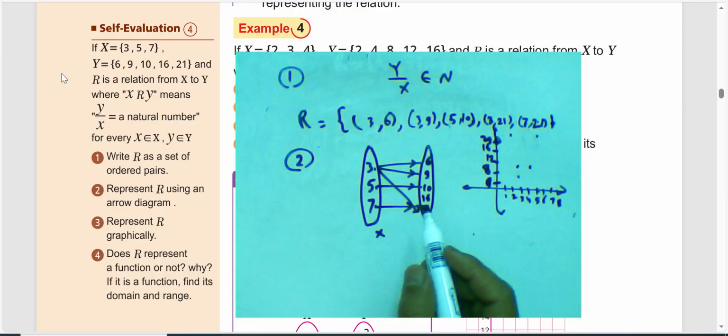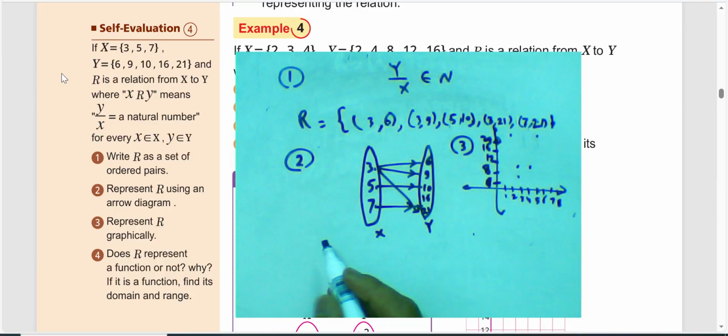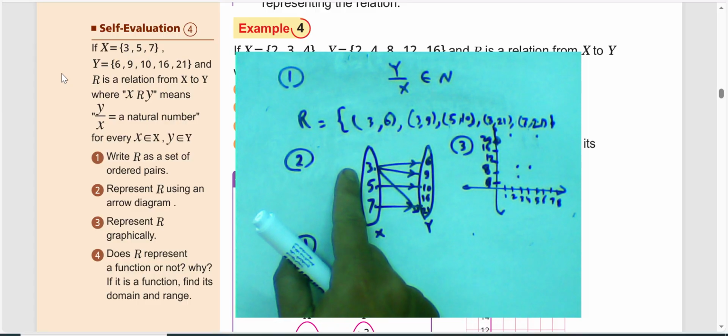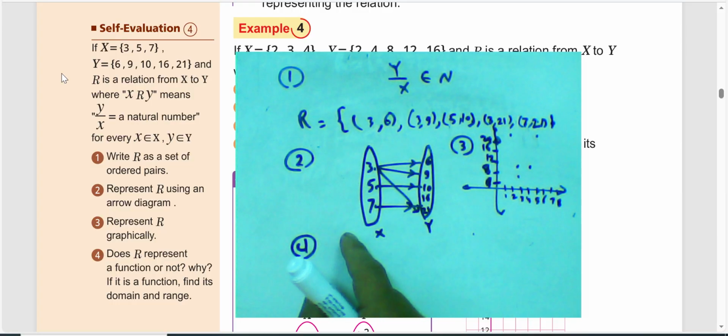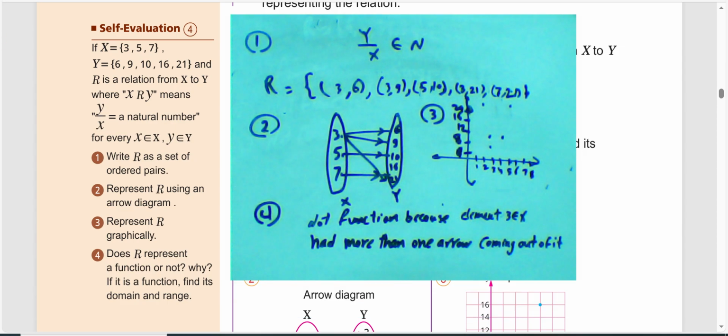Okay, this is question number 3. Question number 4: does R represent a function or not? Not a function, because the element 3 belonging to x has 3 images in y, not only 1 image. Not a function. Okay, you can write the reasons.